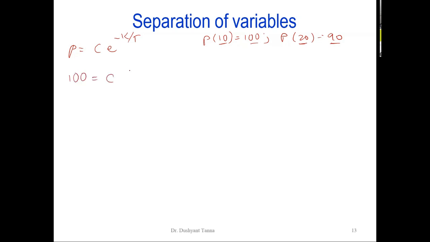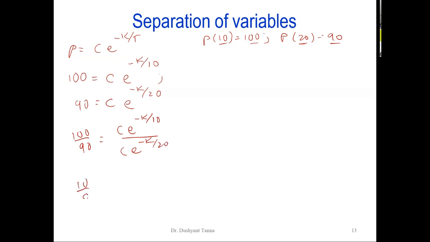So 100 is equal to C e raised to minus K over 10, and the other one is 90 is equal to C e raised to minus K over 20. Okay, I'll take the division. However you solve it, this is exponential, right? But not based on a calculator. You need to show steps. So 100 over 90 equals C e raised to minus K over 10 over the other. You can simplify it in decimal if you like.